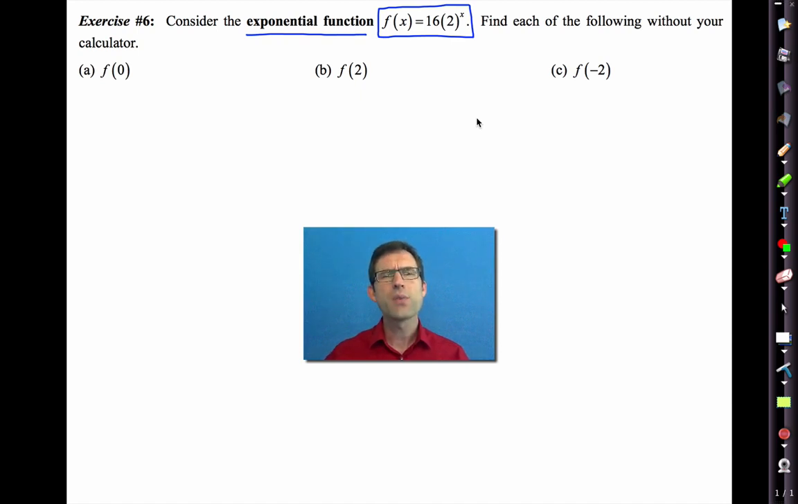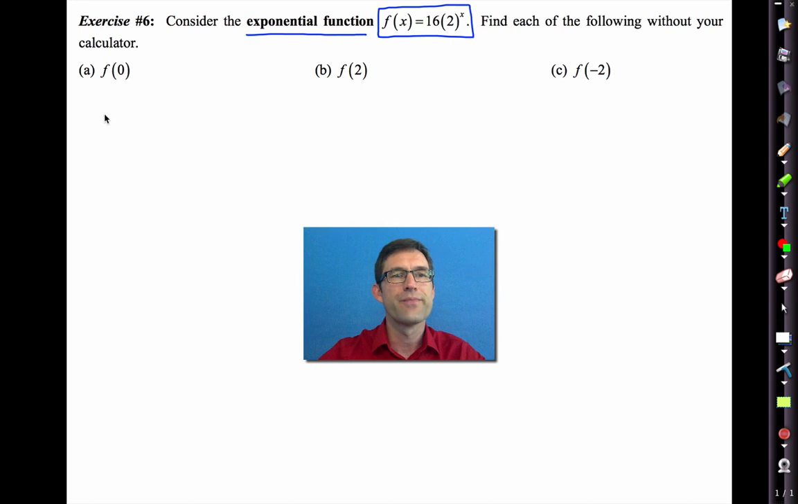All right, so what I'd like you to do is pause the video right now. You know enough about function notation and about exponents to be able to figure out each one of these three. Even if you're still a little bit confused, I'd like you to take your best shot, and then we'll go through them all, okay? All right, let's do it.